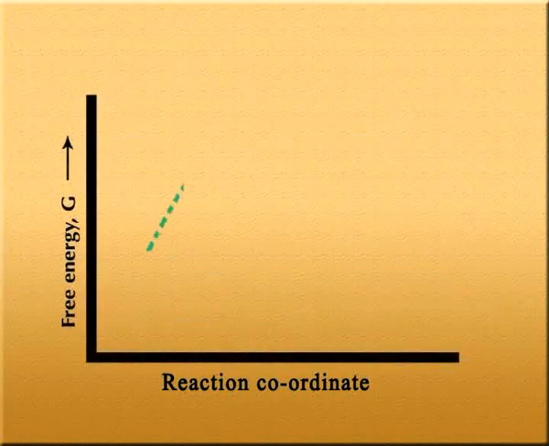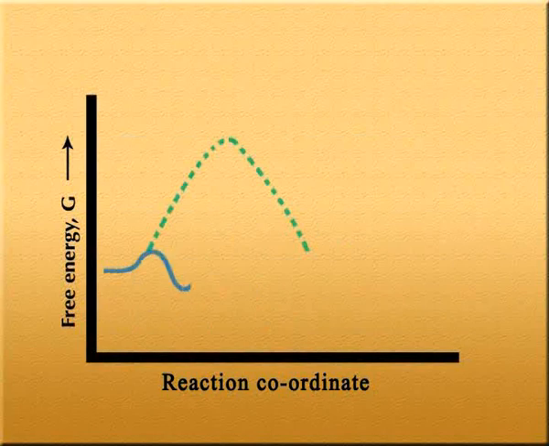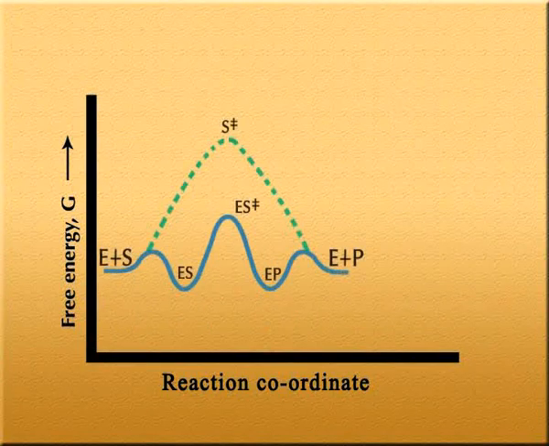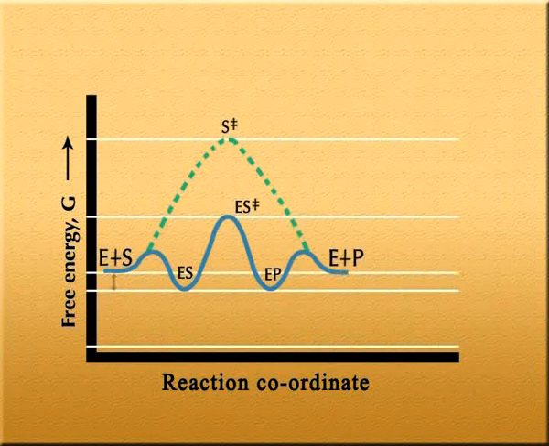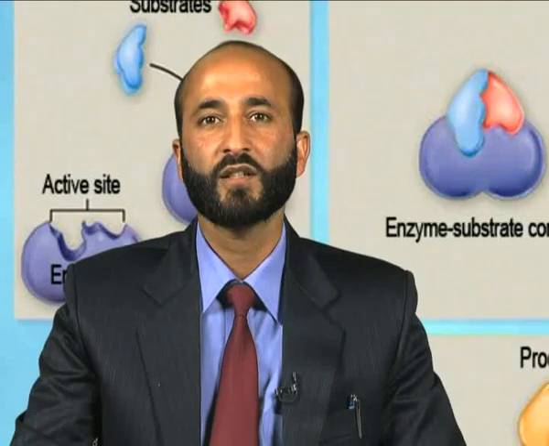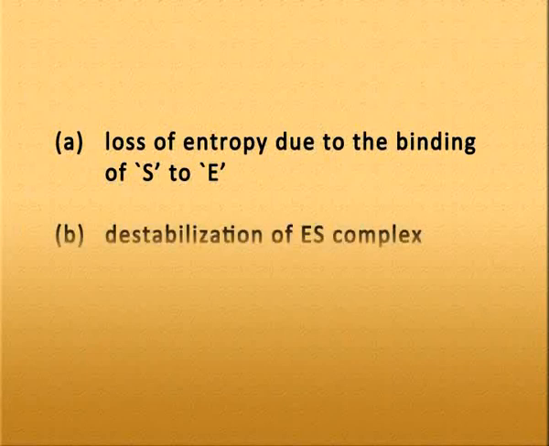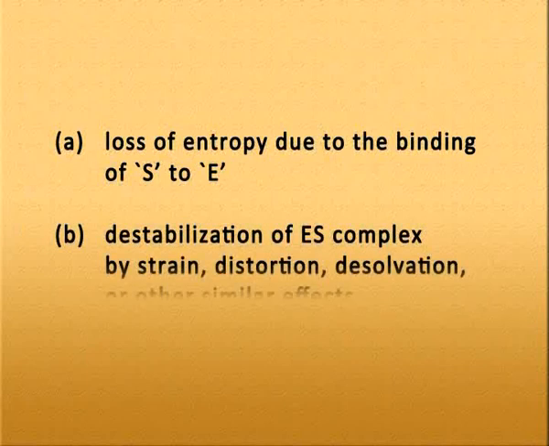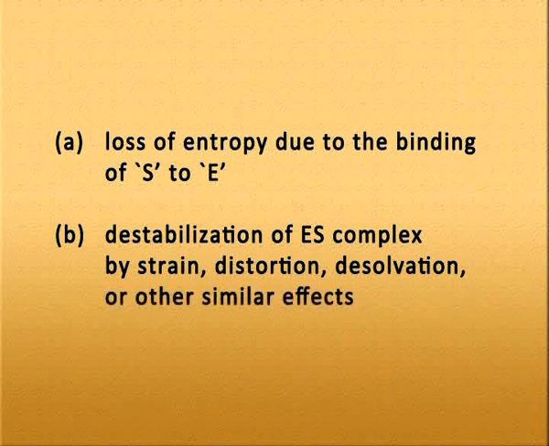This effect of binding energy on stabilization of enzyme substrate complex needs to be compensated by some mechanism which raises free energy, that is, which makes the enzyme substrate complex undergo destabilization. This is accomplished in two ways. Number one, loss of entropy due to the binding of substrate to the enzyme, and number two, destabilization of enzyme substrate complex by strain, distortion, dissolution or other similar effects.